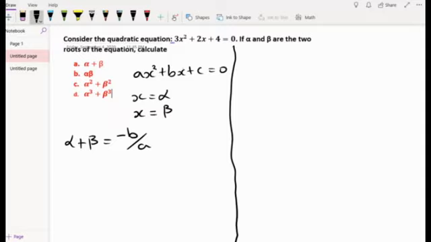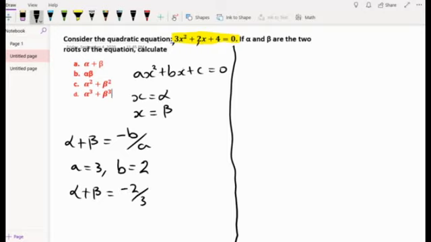So comparing this formula, minus b over a, with the question that we are being asked, that is this equation here, we are going to find what a stands for and what b stands for. A, according to that equation, that is the first term, is 3, while b is equal to 2. So that means our alpha plus beta is going to be equal to minus 2 over 3.